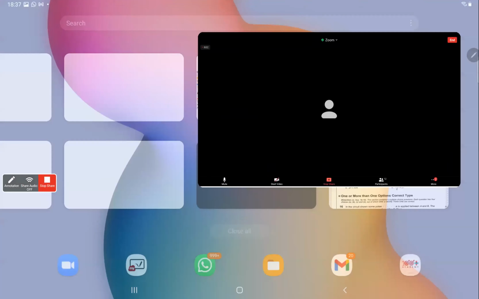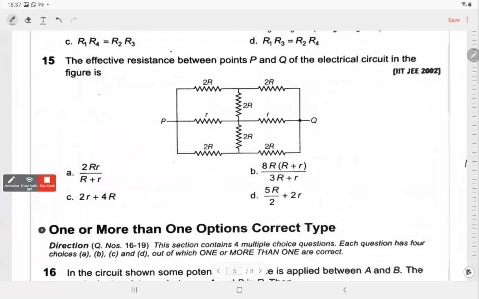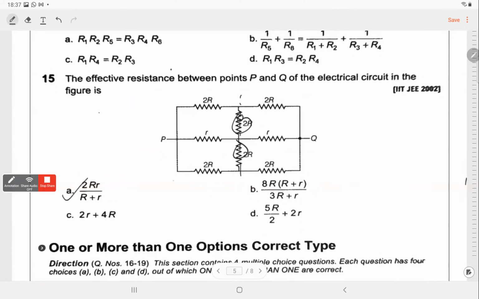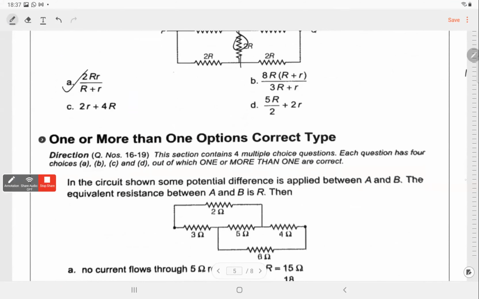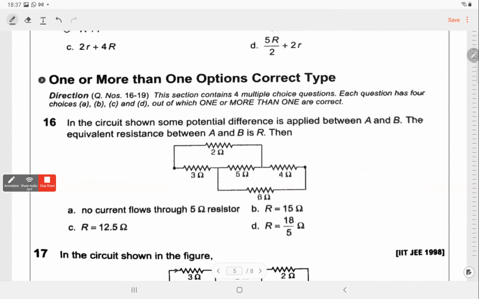Done. What is the answer for question number 15? So A option. 2R and R. These two vertical resistors will be removed and then become 4R, 2 small r and 4 capital R in parallel, and then when we solve it will be A option. Very nice. Question number 16.